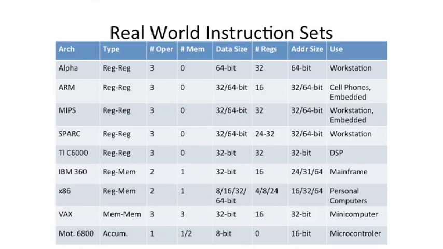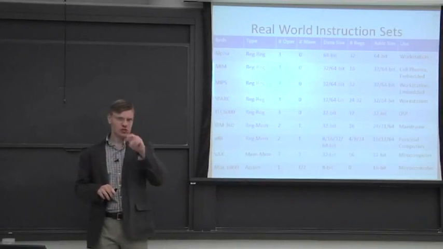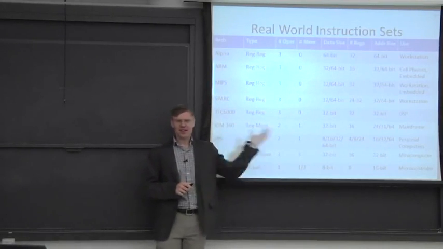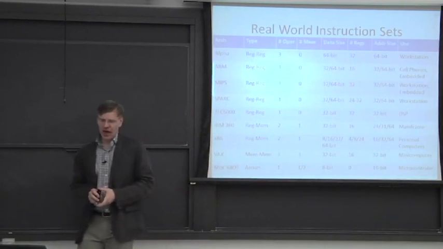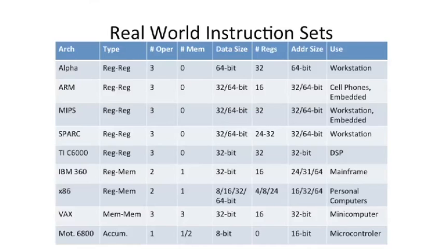So let's start off with Alpha. Alpha was built by Digital Equipment Corporation, and it's a register-register architecture with 3 named operands. There's no explicit memory operands in the instruction set. It's got 64 bits as the default data type. And when Alpha originally came out, you could only do 64-bit operations with it. That was sort of later changed as they figured out that might not have been the best idea. 64-bit addressing. It was mostly designed for workstations, so big addresses, fast computers.